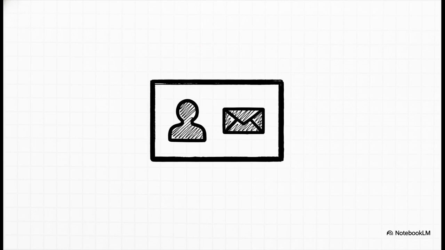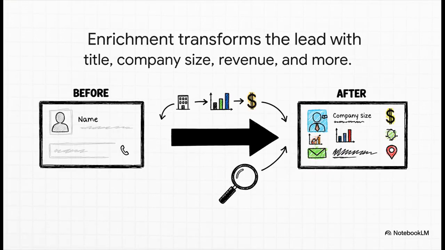So a lead comes in and it looks just like this, just a name and an email. It's not much for a salesperson to work with, right? But after that enrichment step, using tools like ZoomInfo or Clearbit, it's totally transformed. Now the sales rep knows their title, their company, the company's revenue, and a whole lot more. This is an actionable lead.